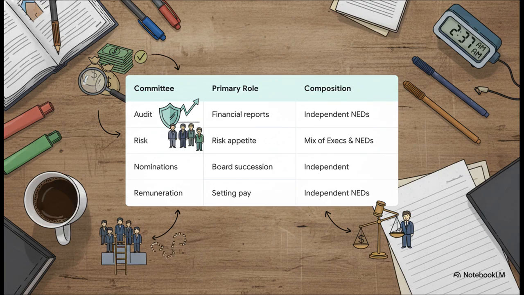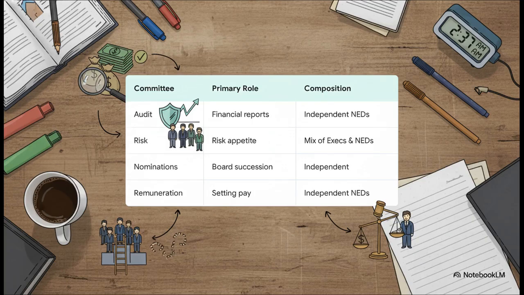First, the Audit Committee. They ensure the integrity of financial reporting, and they must be made up of independent NEDs so management can't hide any financial truths. Second, the Risk Committee. They define risk and mitigation, but notice their composition. It's a mix of executives and NEDs. Why? Because you actually need the executive's operational knowledge combined with the NED's objective oversight.